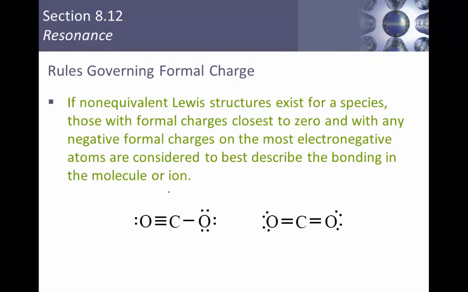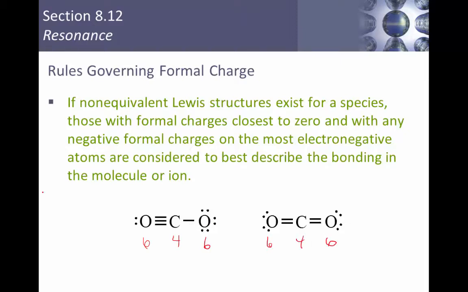Now if you have a setup like this, both of these setups obey the octet rule. They didn't break any rules. So now you want to try and see which one is the best choice. If we follow our rules, let's see if they give it to us. Oh, they do. So oxygen is 6, carbon is 4, oxygen is 6. Now these are the valence electrons I'm talking about. So 6, 4, 6.